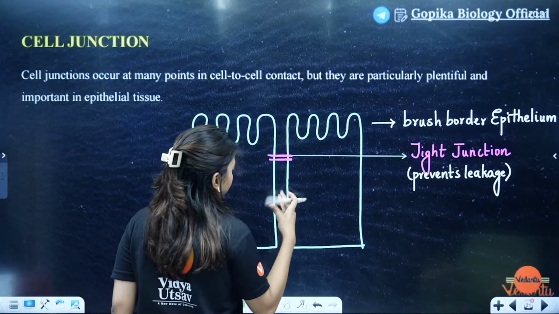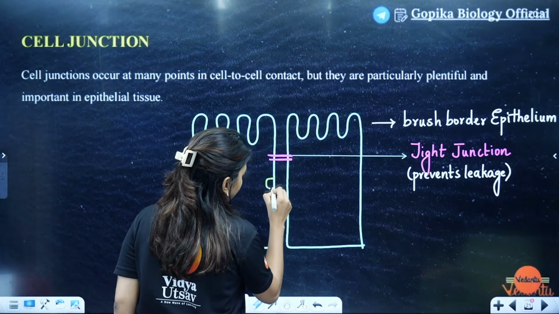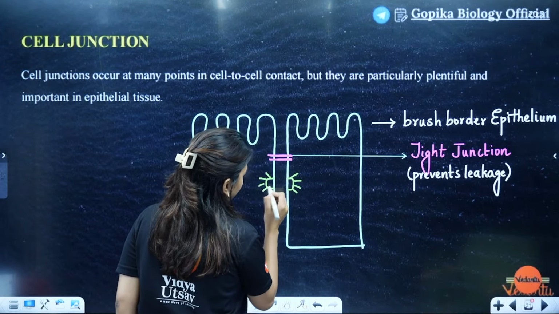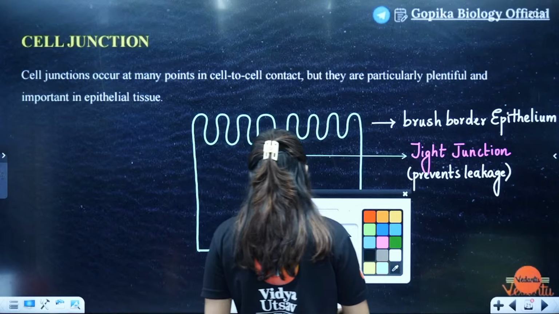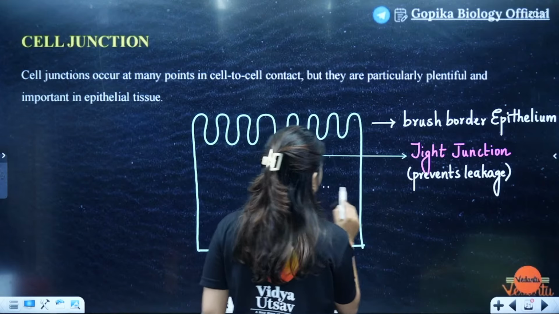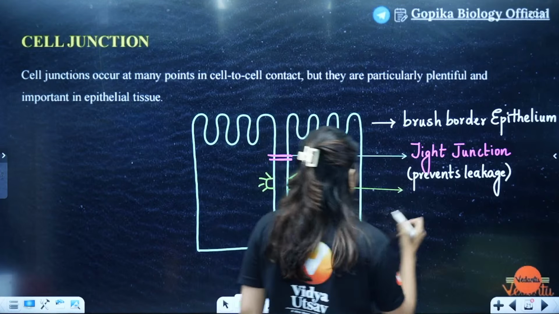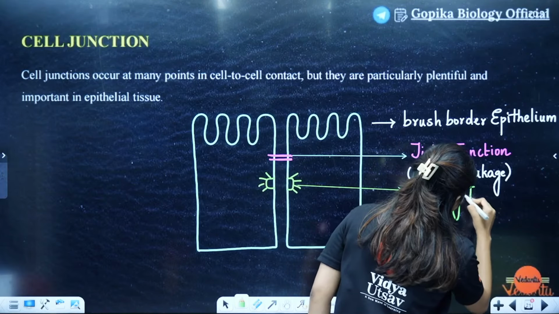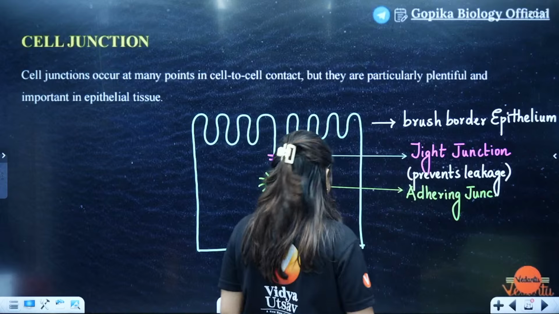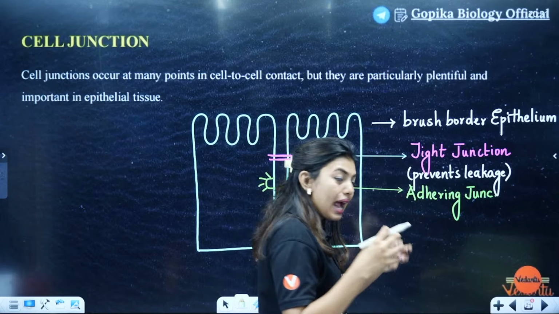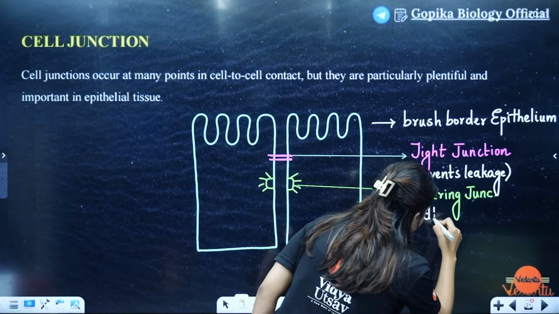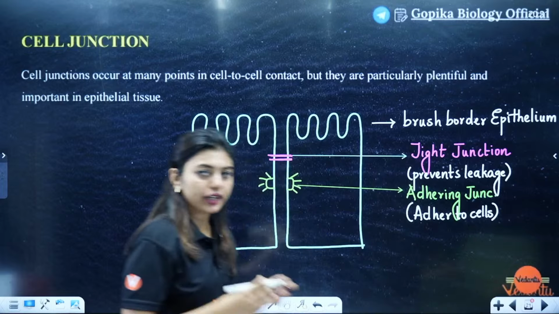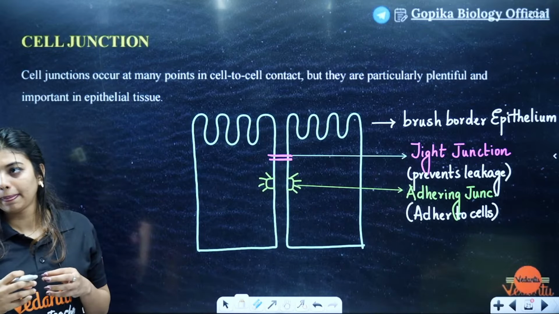So, next one is going to be your adhering junctions. I'm just drawing it all in a different shape and color so that it's easier for you people to learn also. Adhering junctions, okay? Now, what is the meaning of adhering junctions? Obviously, they are going to adhere, okay? Adhere to cells. Adhere means join. Clear? Done?